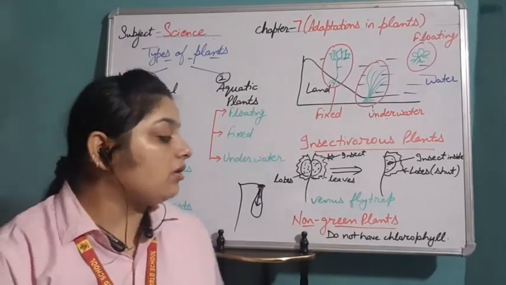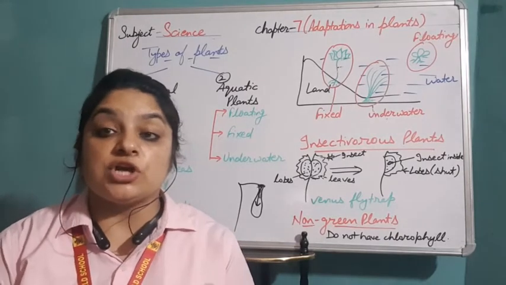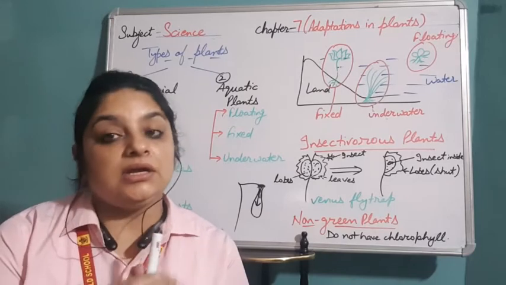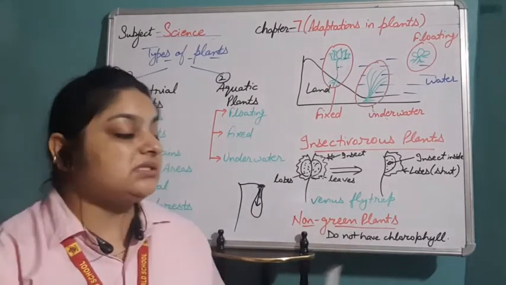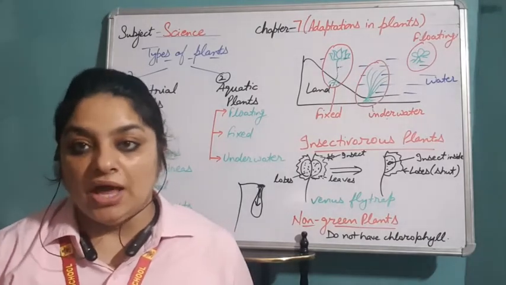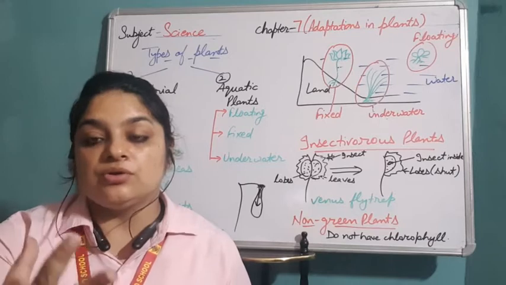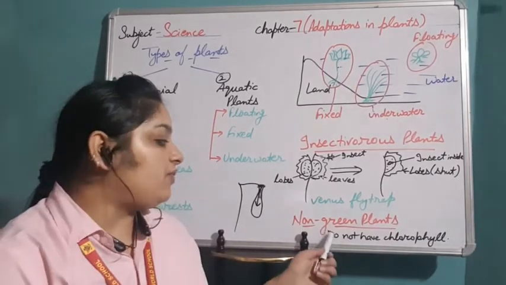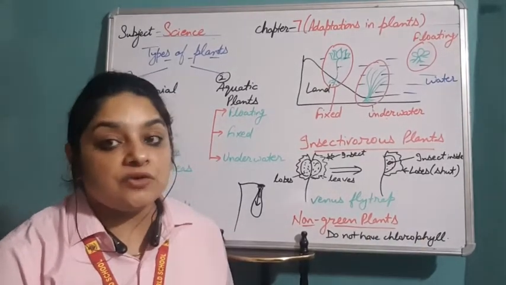Next one is non-green plants. Non-green plants are, from the name only, the plants which are not green. Now you know that plants are green in color due to the presence of chlorophyll. In the non-green plants, they do not have chlorophyll, and for the process of photosynthesis chlorophyll is required, because chlorophyll absorbs the sunlight. So these types of plants do not undergo photosynthesis. It means they do not prepare their food by their own.